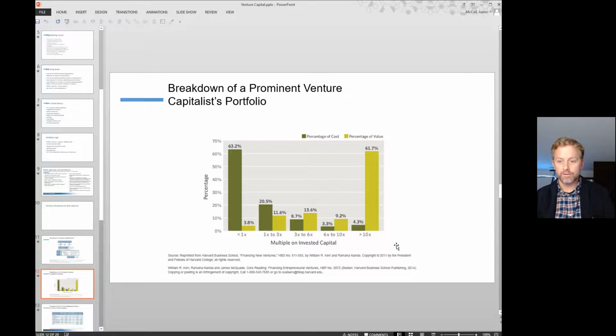And if you look at the total sum of all this, these are pretty good numbers, right? I mean, if you only have 3.8% of your overall portfolio that's actually losing, and the rest of them are delivering between 1x and 10x of return on investment, you're doing pretty well.